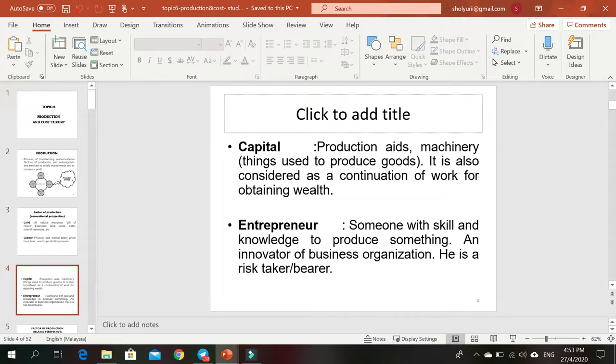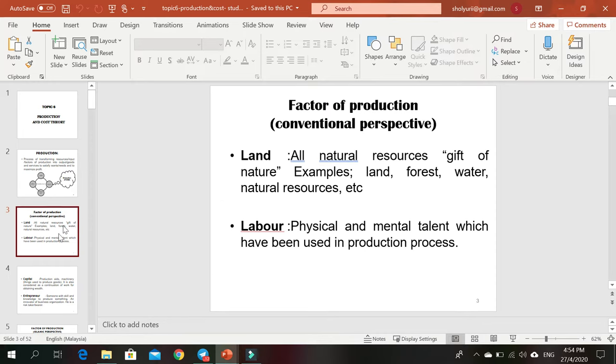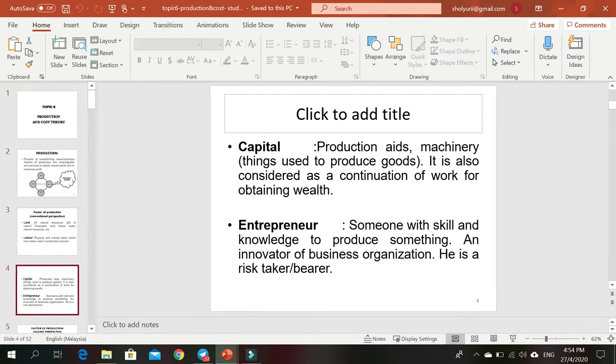And then we have entrepreneur, someone with skills and knowledge to produce something. So beza entrepreneur with labor, both are people, human being, but entrepreneur is someone that is having an extra knowledge, who know how to precisely use the other three factors of production, which is land, labor, capital, combine it and produce something from it. So without entrepreneur, goods and services won't happen, because only entrepreneur know how to produce something.